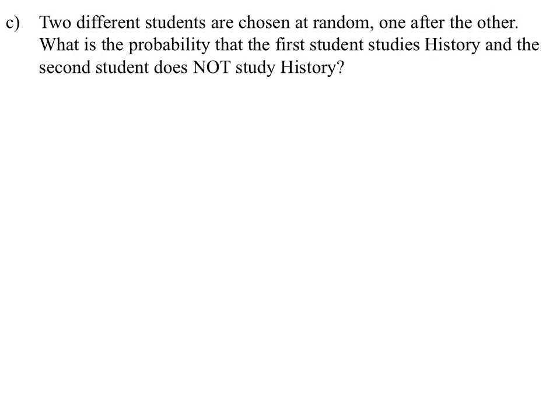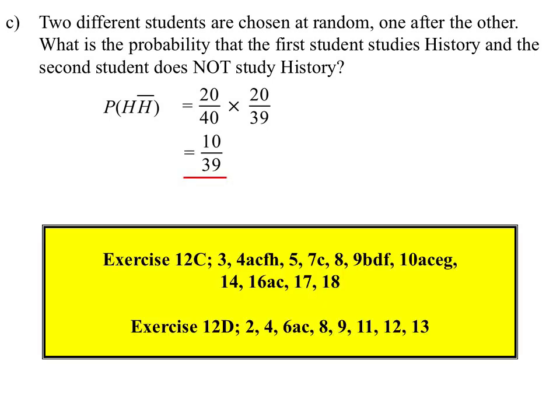2 students are chosen at random, one after another. What's the probability that the first student studies history and the second student does not study history? So probability of H, then not H. 20 out of 40. But then the next one will be 20 out of 39 because we've already chosen one of the students, so now it'll only be over 39, and that gives us 10 out of 39. So 12C and 12D, using Venn diagrams to help us solve probability problems.